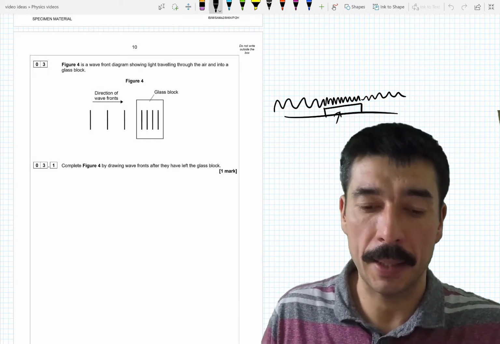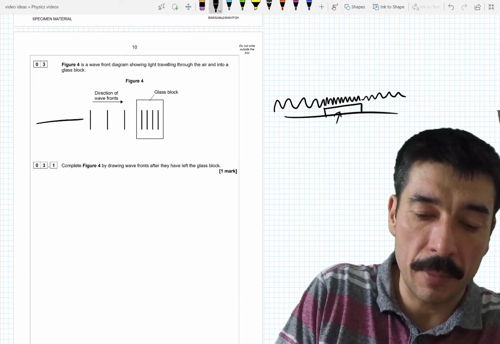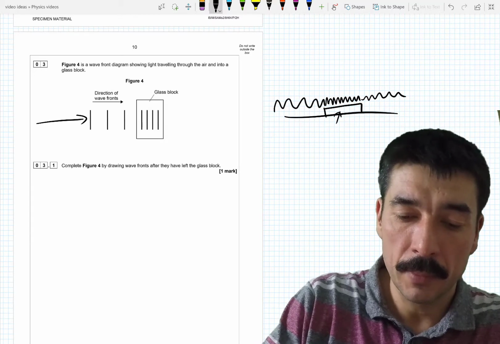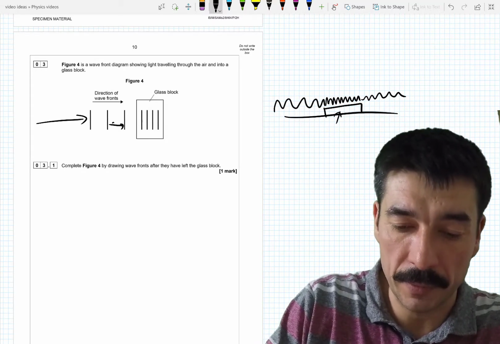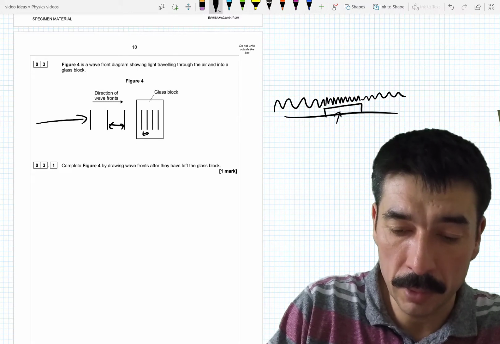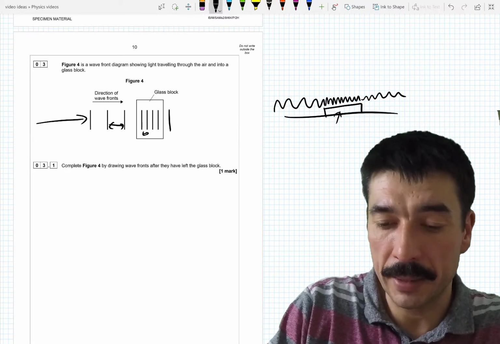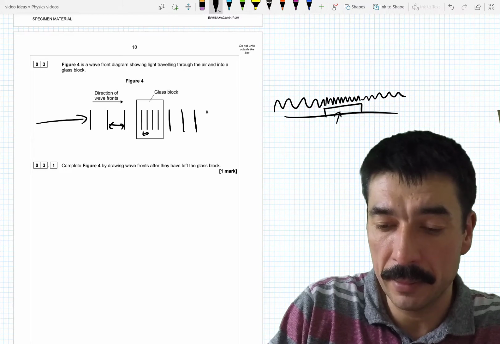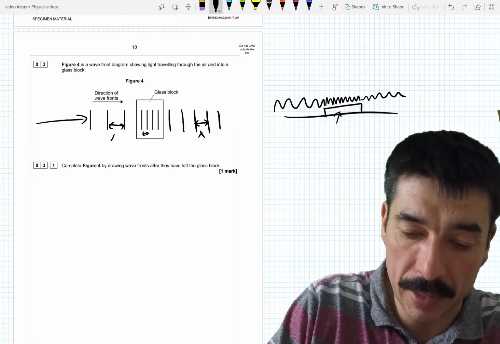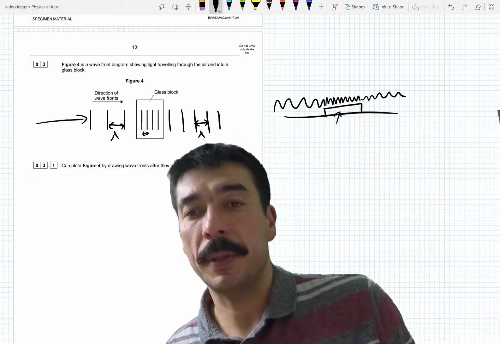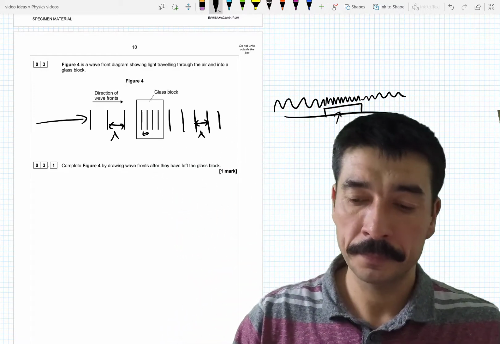What will it look like here? So the light ray is coming in this way. It's all spread out, squishes up close together. The wavelength goes from large to small. But then when it comes back out the other side, it speeds back up again. And this wavelength, when you're drawing it, should be the same as this wavelength here. Okay, and that should be all the marks for that question.